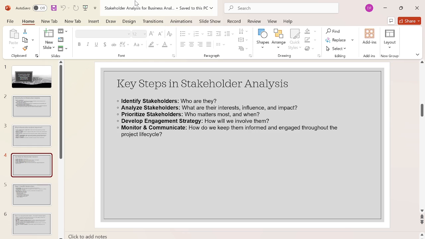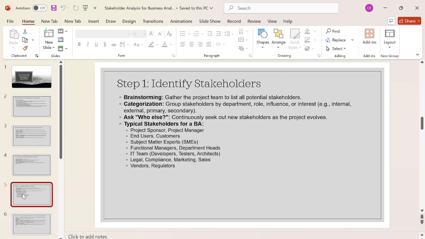So that's also important. And monitor and communicate: how do we keep them informed and engaged throughout the project life cycle? How can you give them the project progress, and how will you communicate with them? You need to monitor and update the progress of the project. So those are the steps you should follow to do the stakeholder analysis. Then let's move on to the very important slide: identify the stakeholders.